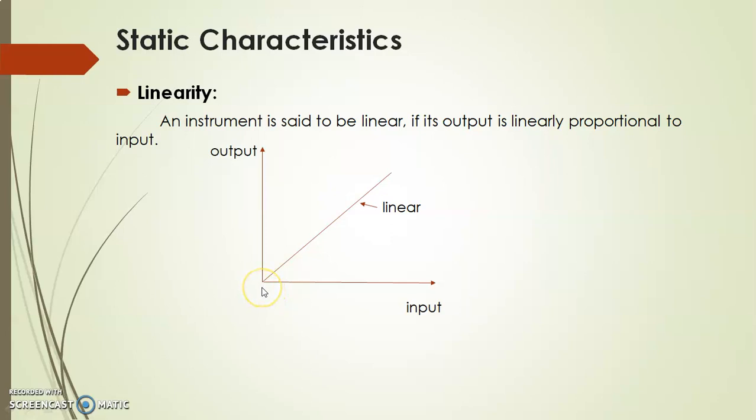If you increase the input from 0 to 1 volt, then your output should increase from 0 to 1 volt, directly proportional to each other. Input is directly proportional to output. If that characteristic occurs, then you say that your instrument is a linear instrument.